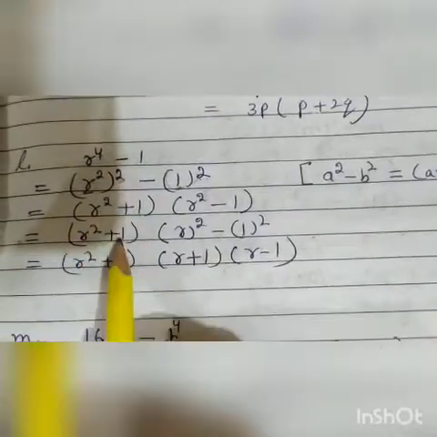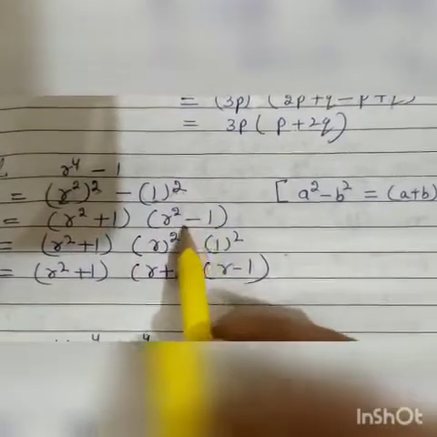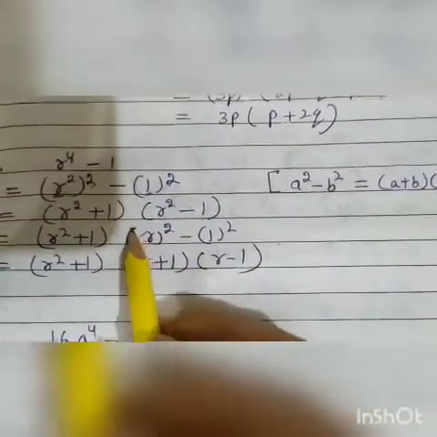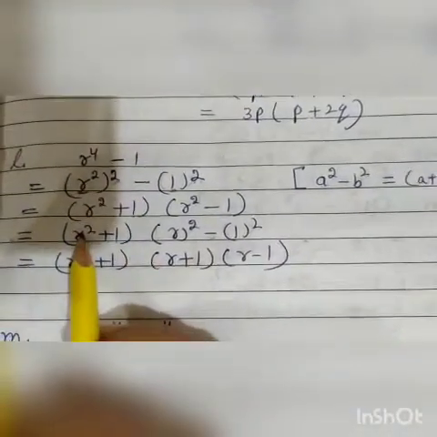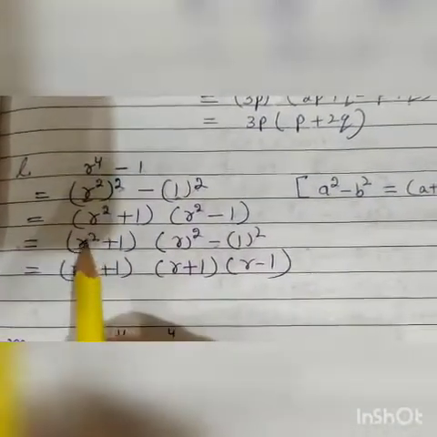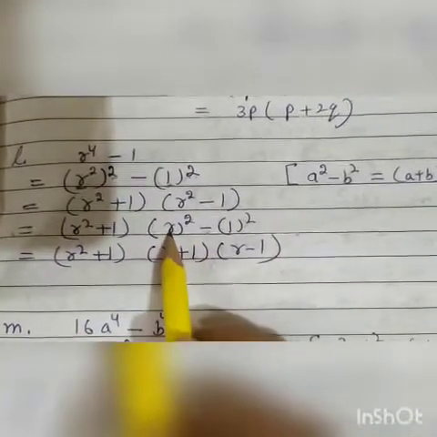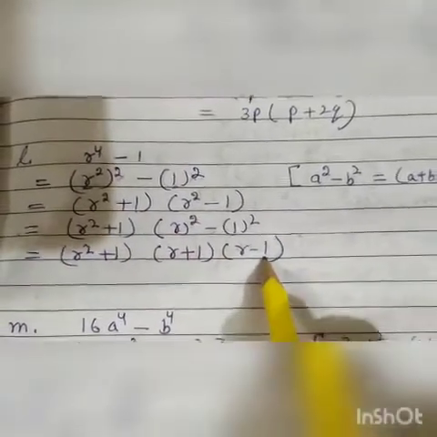Now this r square plus 1 will be written as it is, and this r square minus 1, here we will apply the same identity again. R square is the whole square of r, minus 1 is 1 whole square. Then again r square plus 1 will be written as it is. It will become r plus 1 as a plus b, r plus 1, and in the other bracket r minus 1.